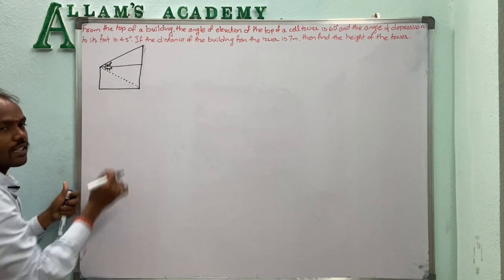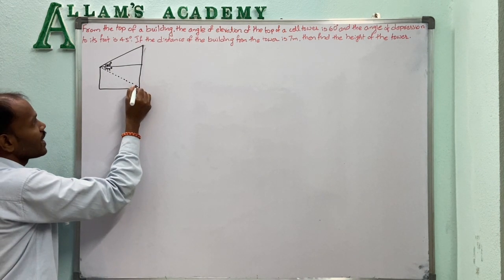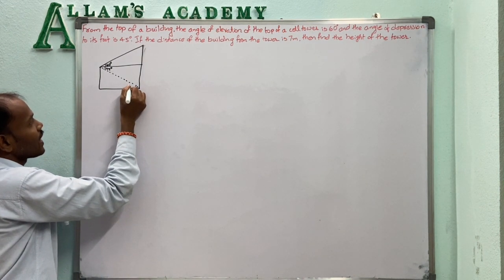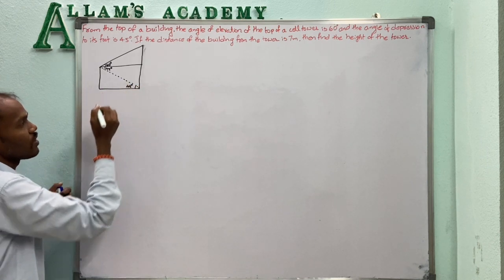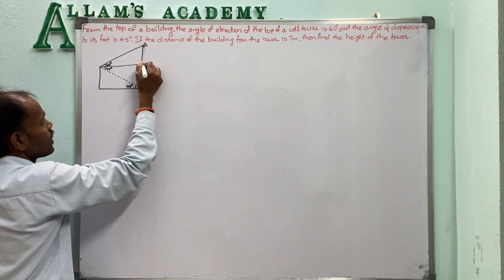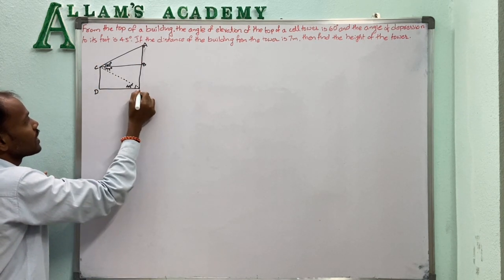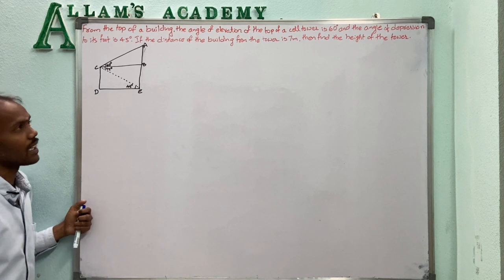So already we said both are parallel lines. So here it is an alternate angle, and alternate angles are equal. So it is also 45 degrees. So we label the points A, B, C, D, E.